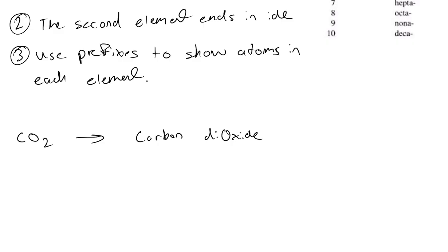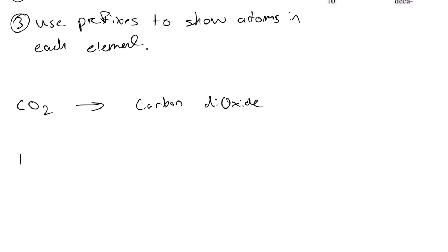But let's try another example. Let's say N2O5. Here we can see that there are two nitrogens and five oxygens. Now for the nitrogen, there's more than just one nitrogen, so we add the prefix this time. So it's going to be dinitrogen pentaoxide, or pentoxide. Dinitrogen pentoxide.